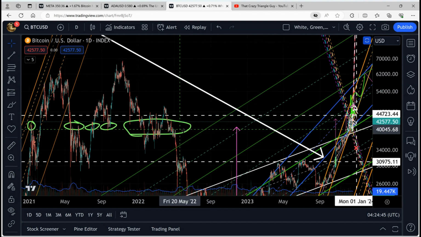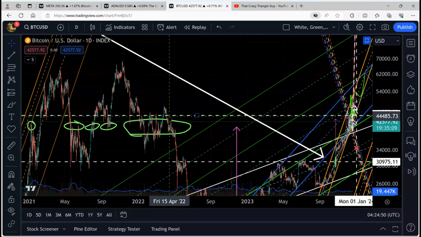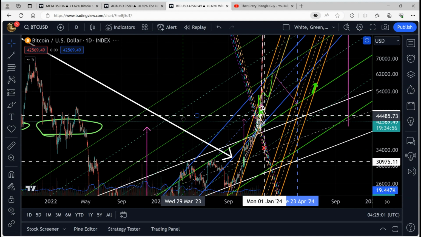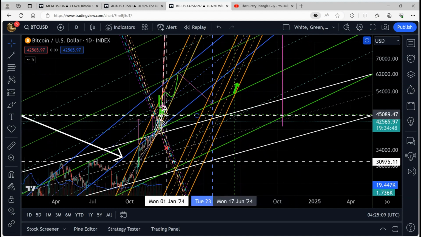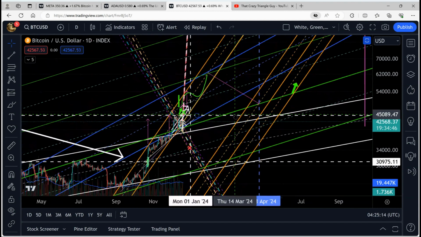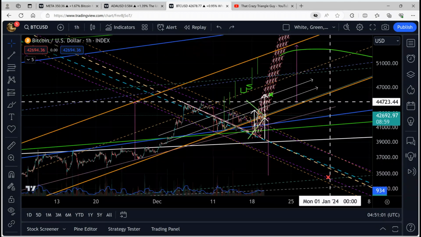And it's where we fell out here in April of 2022, where we dumped down. It was the last support before we fell through here. So that's a pretty significant region. And it's resistance now. We've touched it twice. And I'd really like to see us break through on the third time.